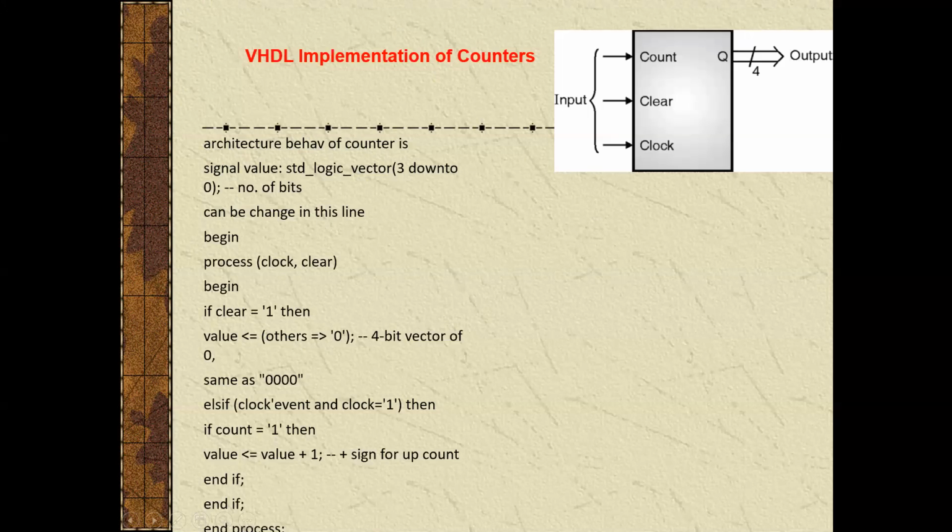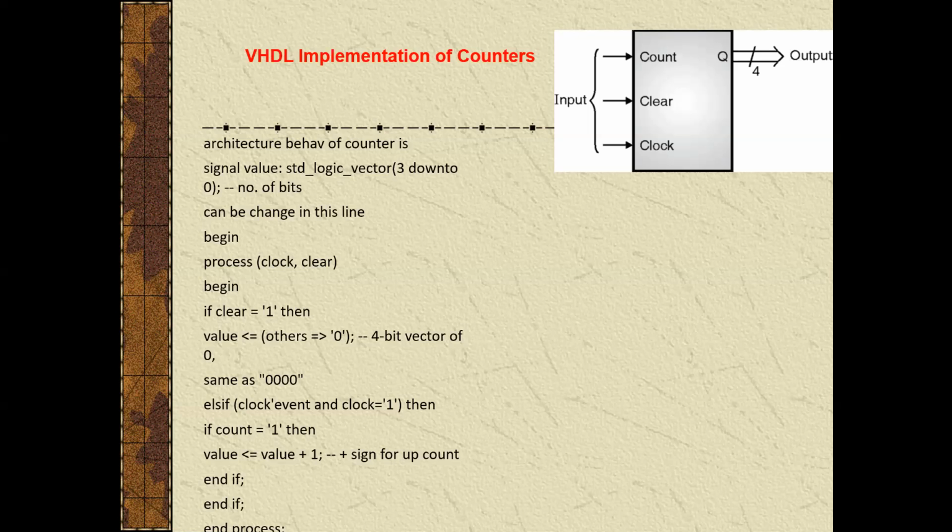Then we are going to use a signal that will flow inside the counter. This is a 4-bit counter, hence 4 signals will be flowing there. So the signal is declared as value, std_logic_vector 3 down to 0, with bits numbered 0, 1, 2, 3. The number of bits can be changed in this line. After declaring the signal, we have to begin with the statements.